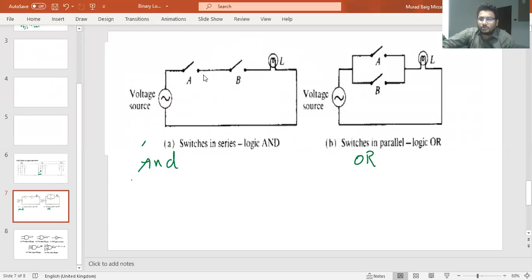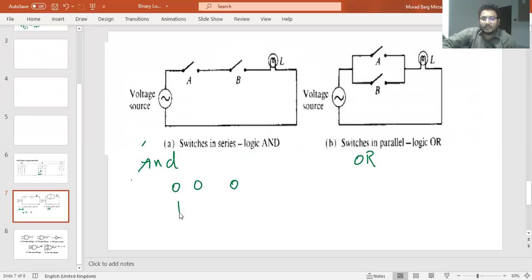A is closed, it means A is equal to 1, and A is open represents A is equal to 0. Now let us make a truth table here for the AND gate. If A is open and B is open, meaning the circuit is open, if A is equal to 0, B is equal to 0, our light bulb will not light. Okay, it will give us output 0.